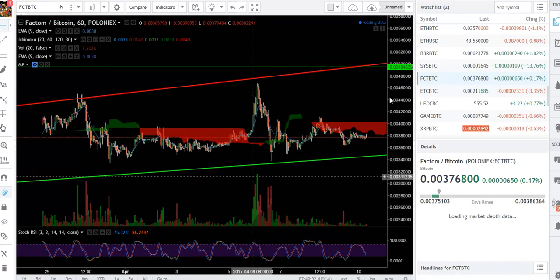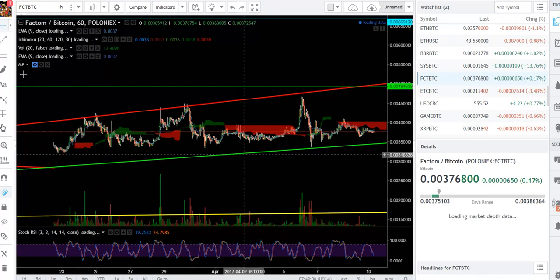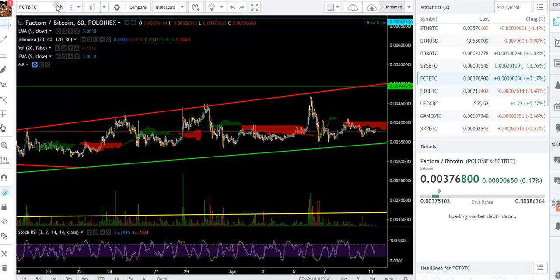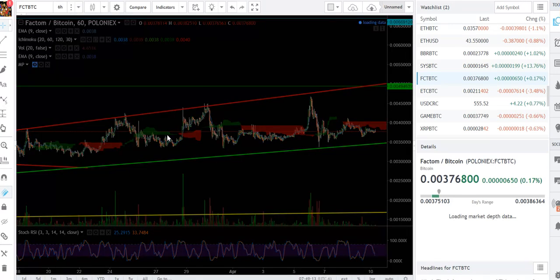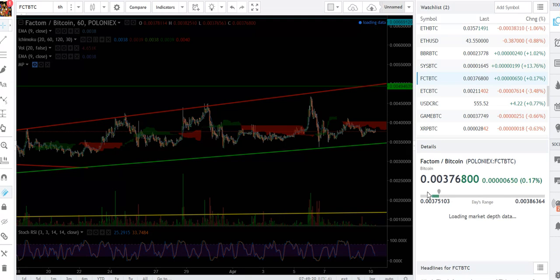And I remember when it broke right here, where is it? Oh, I must have been looking at our 6-hour. Let's see. I remember when it broke a certain level of 400, it brought in a bunch of retail traders. I saw everybody talking about it on Twitter about trading Factum because it made a higher high here in this line. Sorry guys, I don't know why my charts are taking so long to load here.